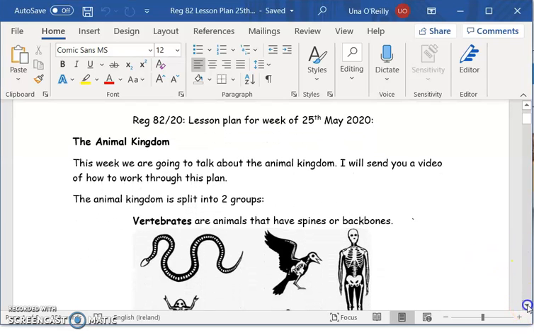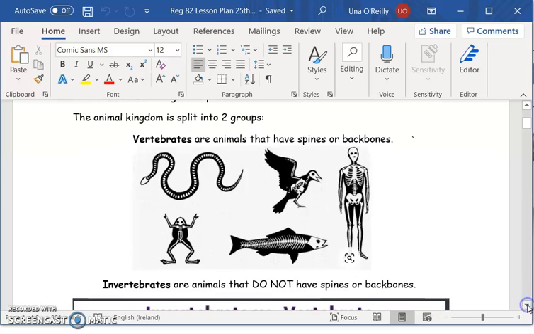The animal kingdom, as it says there, is split into two groups. Vertebrates, that's this word here, are animals that have spines or backbones. So us humans are included in that group. Here we have a fish, a bird, a snake or a reptile, and a frog, which is from the amphibian family. Okay, so that's the guys with backbones or spines.